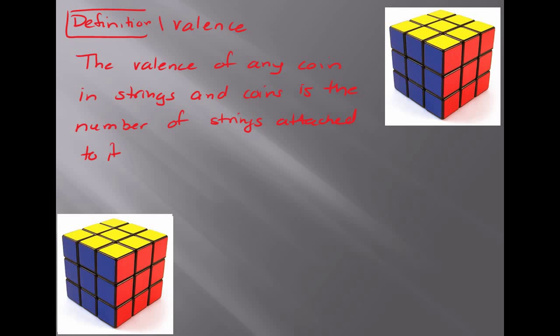In this particular game, this is another irritating thing for me. In game theory, at least in this, it seems like they have their own definition. So they say the valence of any coin in strings and coins is the number of strings attached to it. Well, that's the degree of that vertex. It's the same thing.